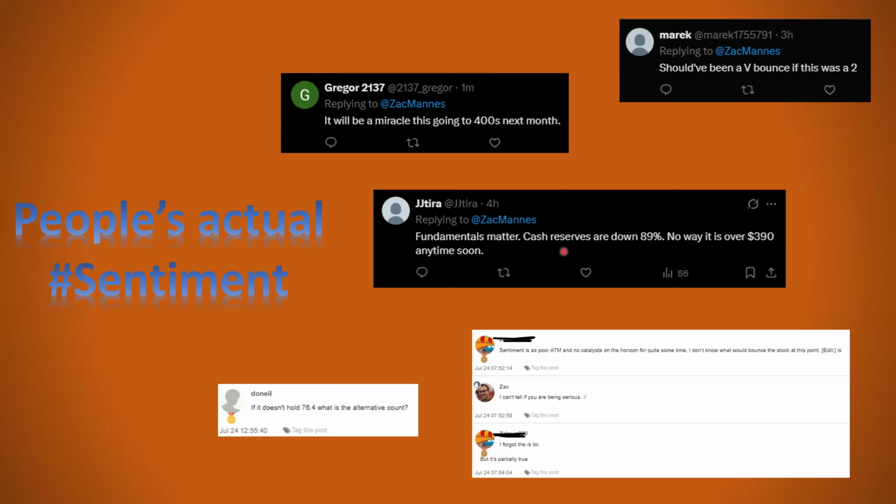And that fundamentals matter, and that cash reserves are down 89%, even though a lot of that spending was on new robotics and other AI stuff. But no way that it's going over 390 anytime soon. And then people starting to panic and say, if it doesn't hold the 76.4 retrace, what's the alternate count?